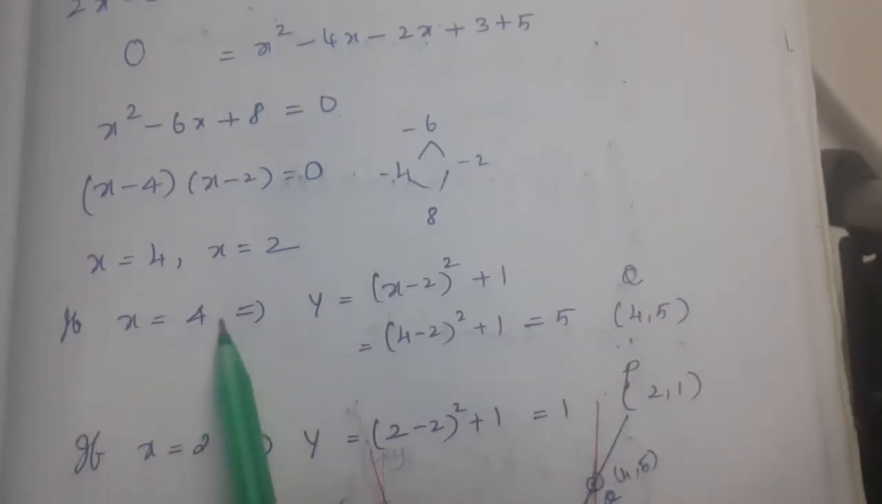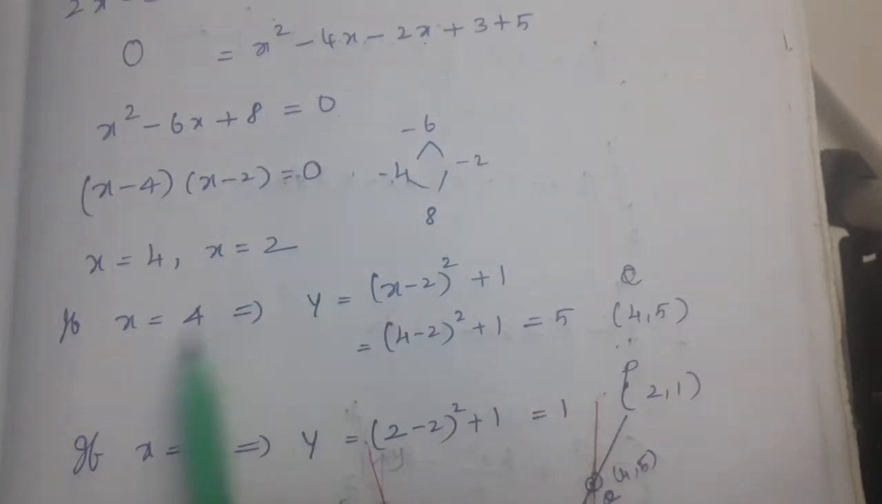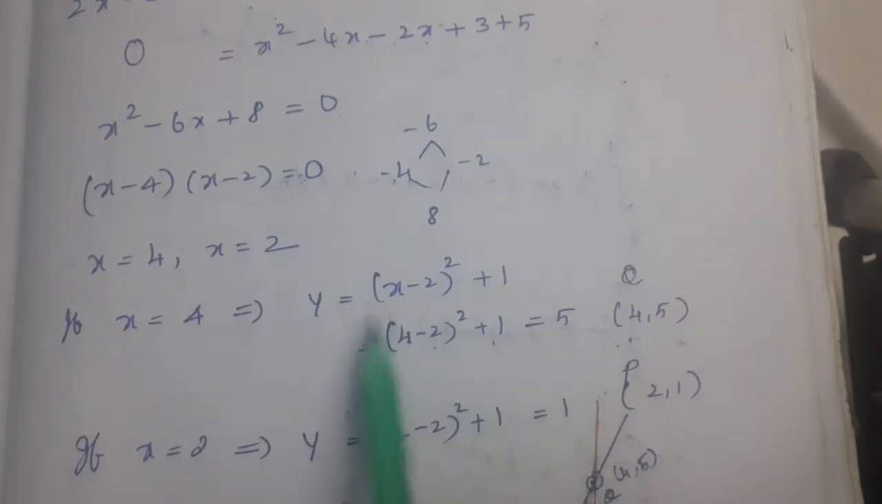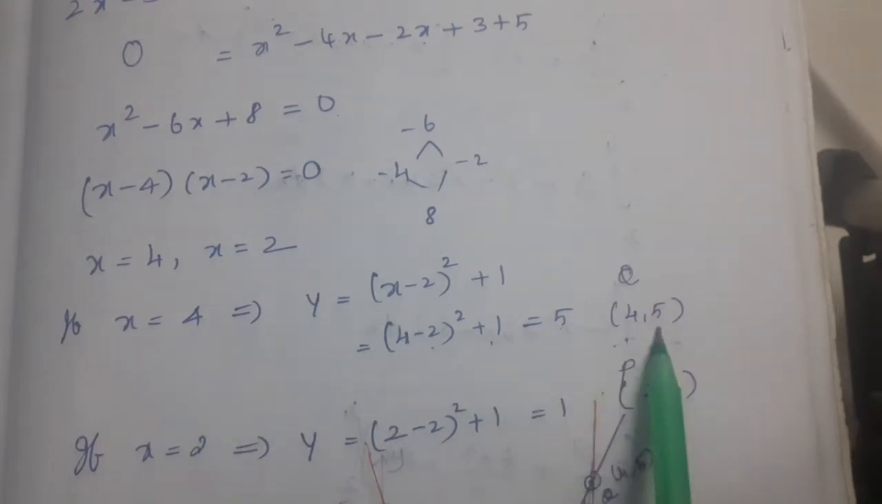If x is equal to 4, what is our y value? These are simple only. Instead of x, you substitute 4: 4 minus 2 the whole square plus 1. 4 minus 2 is 2, 2 square is 4, 4 plus 1 equal to 5. We get 1 point: x is equal to 4 means y equal to 5.